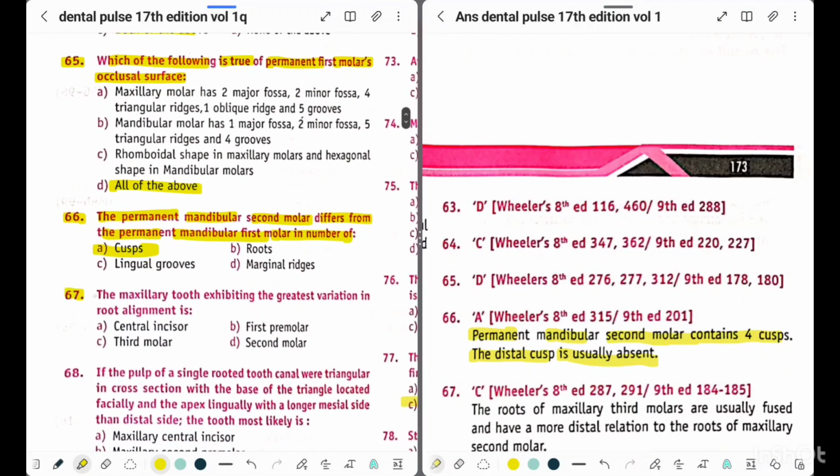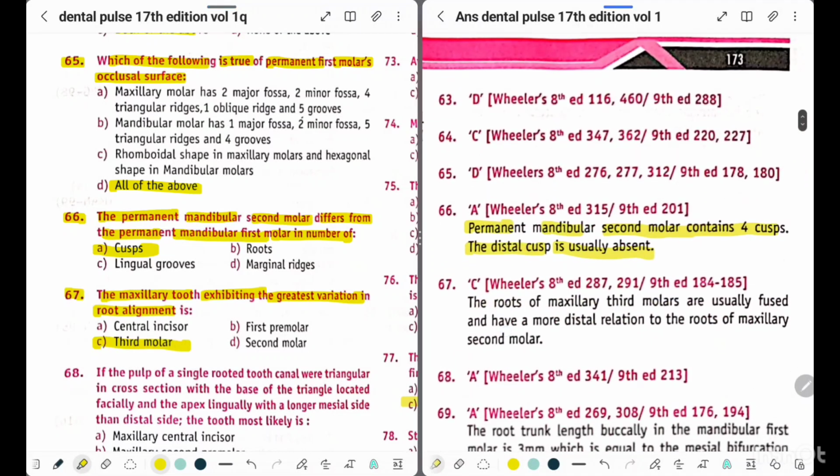Okay. Question 67. The maxillary tooth exhibiting the greatest variation in root alignment is. So its answer is third molar. Option C. The roots of maxillary third molar are usually fused and have more distal relation to the roots of maxillary second molar.